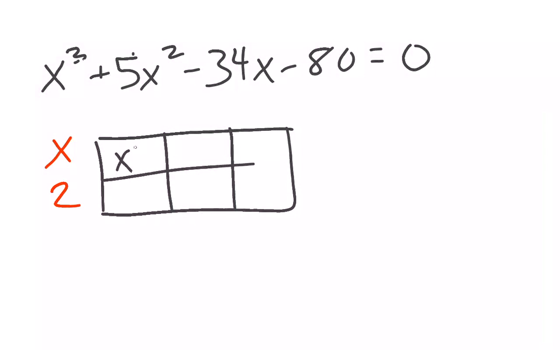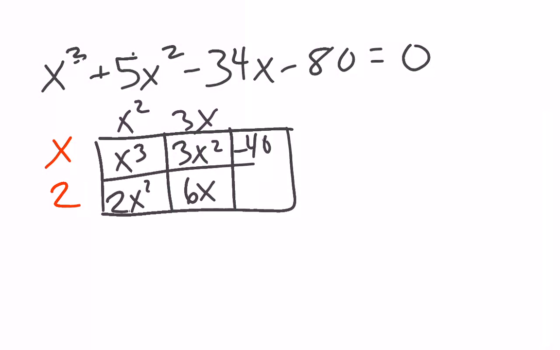Put it in, x cubed, x squared, 2x squared. I want a 5x squared, so I need a 3, 3x, 6x. I don't want 6x, I want negative 34x. I need negative 40. And I'm doing the happy dance because this is negative 8.